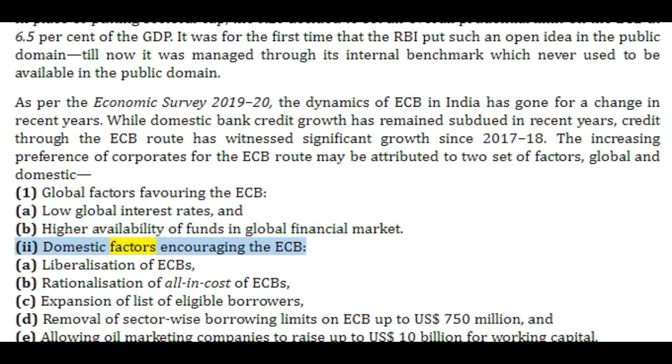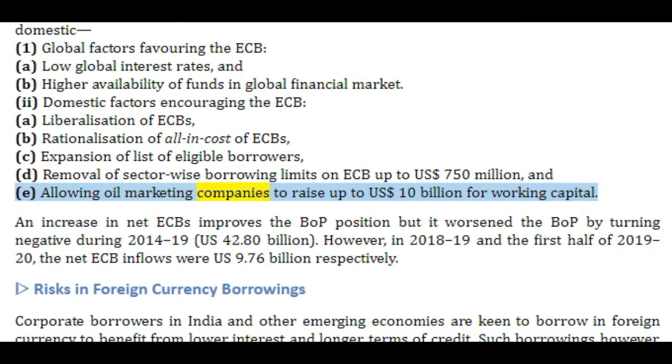2. Domestic factors encouraging the ECB: A. Liberalization of ECBs, B. Rationalization of all-in cost of ECBs, C. Expansion of the list of eligible borrowers, D. Removal of sector-wise borrowing limits on ECB up to $750 million, and E. Allowing oil marketing companies to raise up to $10 billion for working capital.